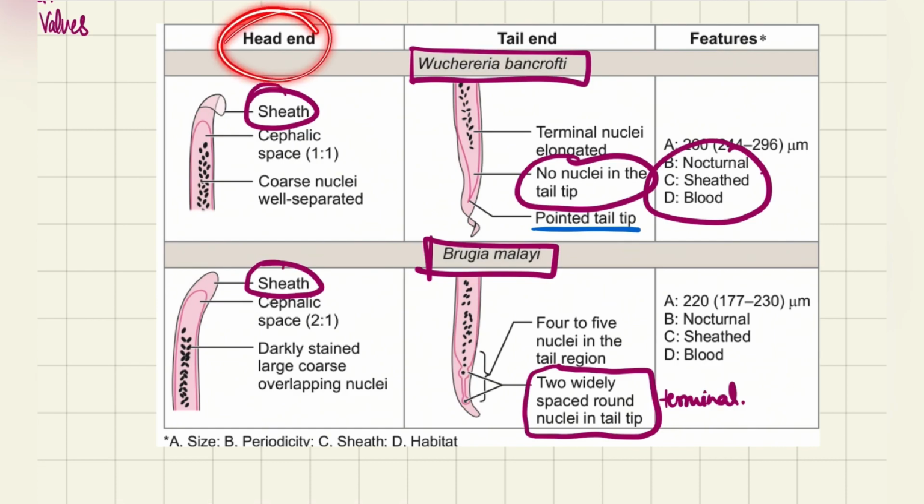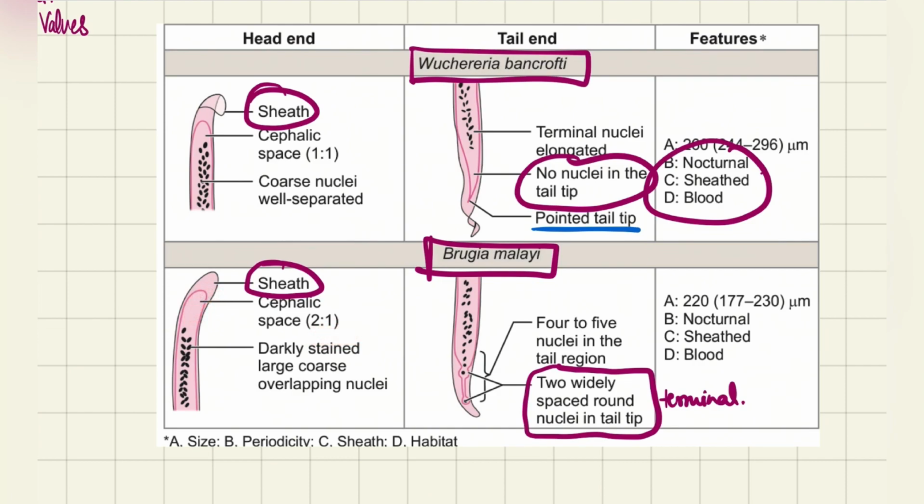So at the head end, sheath is present in both. Okay, but remember, you see this cephalic space. Cephalic means head. So this empty space in the head area, in Wuchereria bancrofti, this is present in 1:1 ratio. Okay, while in the Brugia malayi, the cephalic space is 2:1. The cephalic space is increased.